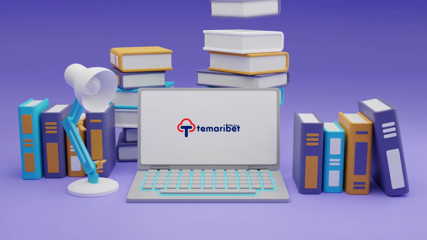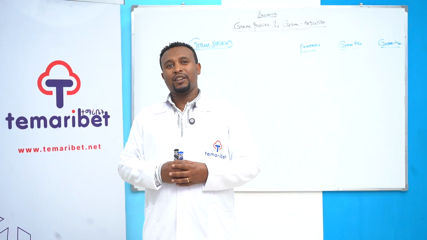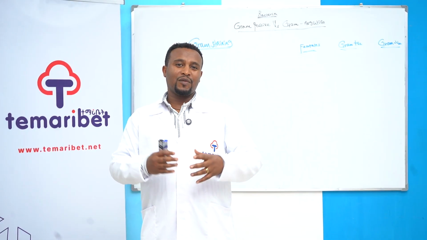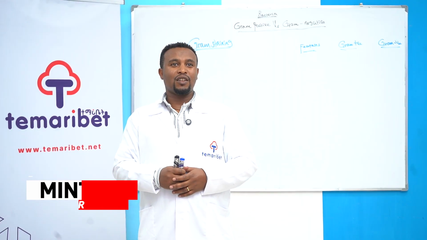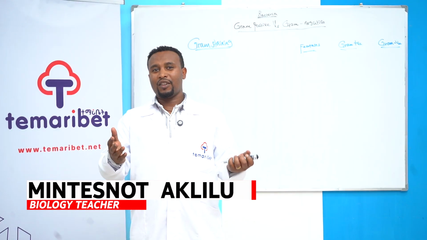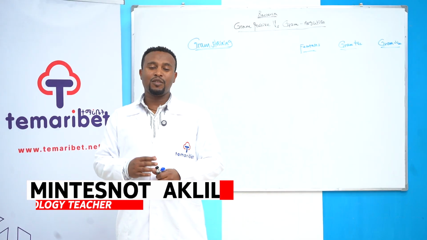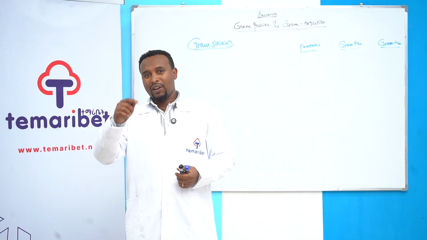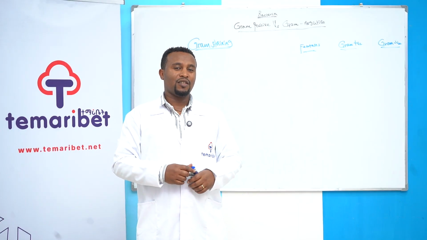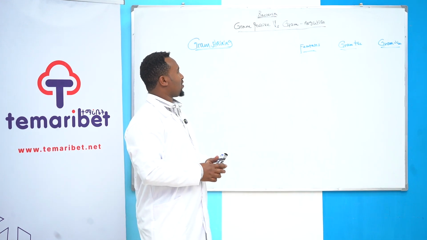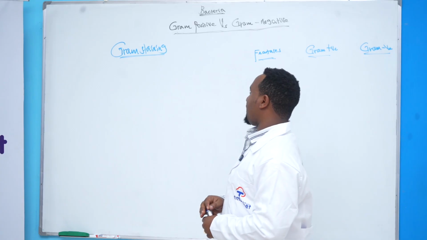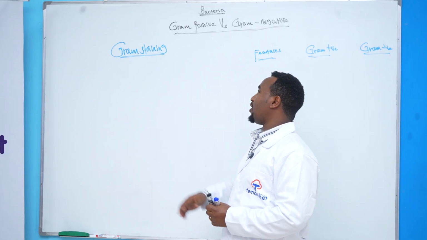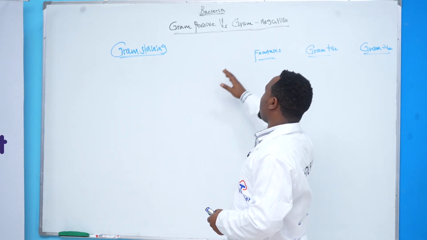Temaribet, Lanta. Do you know why some bacteria are very easy to kill with antibiotics, and some bacteria are very dangerous? They cannot be killed with antibiotics. So we will answer these questions in this lesson. This is behind the gram-positive and gram-negative bacteria. So what's the difference between gram-positive and gram-negative bacteria?